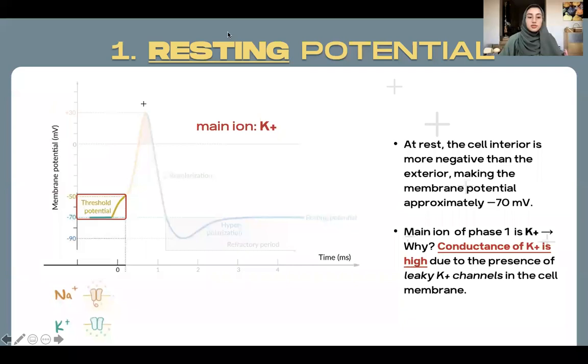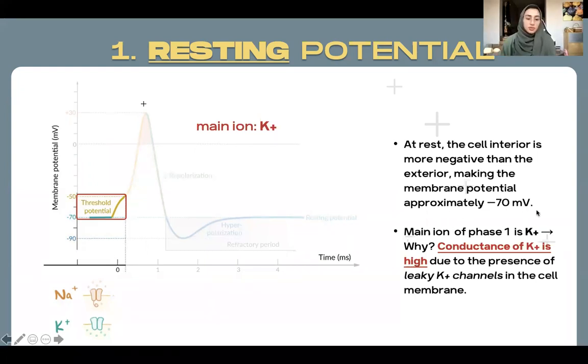Because it has a high permeability. Exactly. It has the highest permeability, and it has the highest permeability because of the presence of leaky potassium channels in the cell membrane. Remember, the leaky channels are the ones that are always open, and we mostly have them for potassium. So that's why at rest, the cell inside is more negative, outside more positive, and the resting membrane potential of potassium is around negative 94.